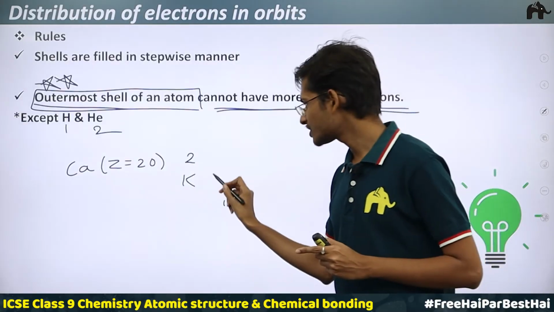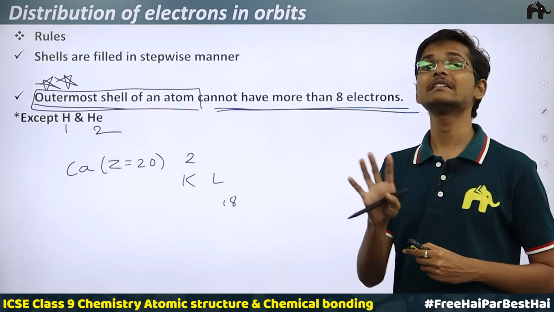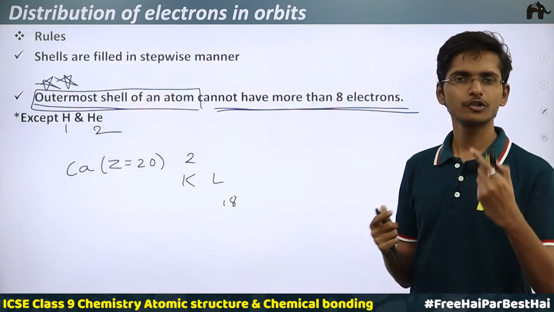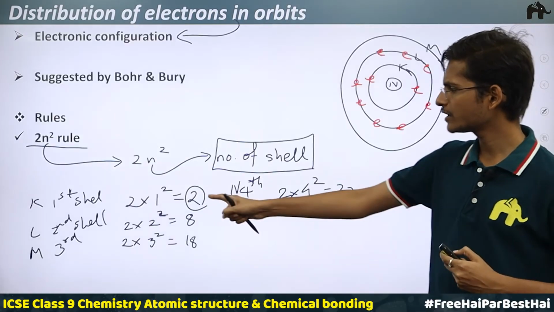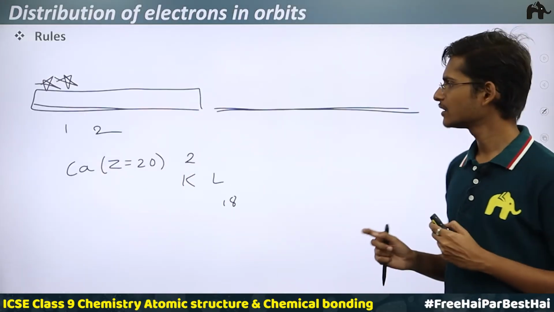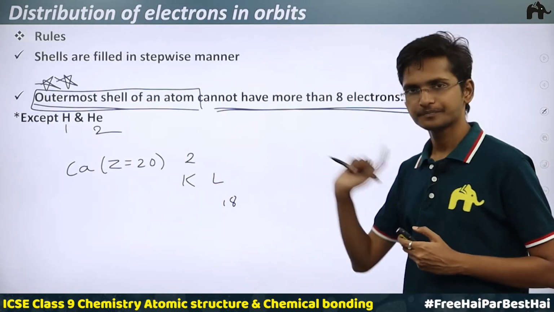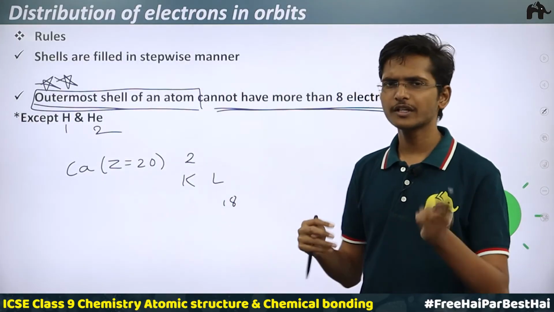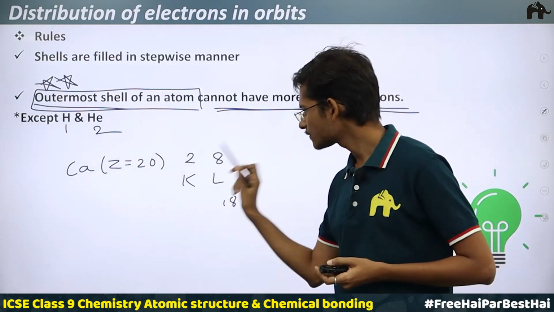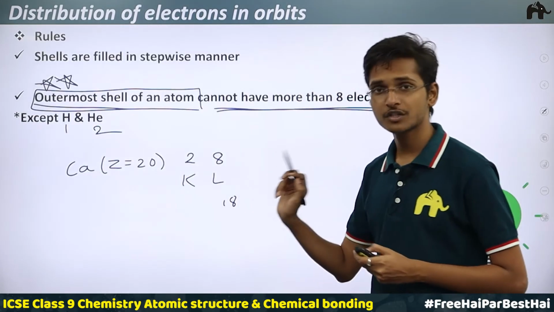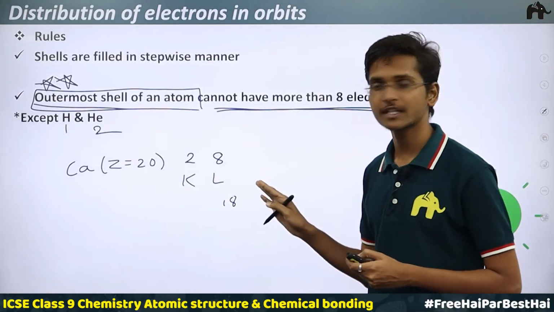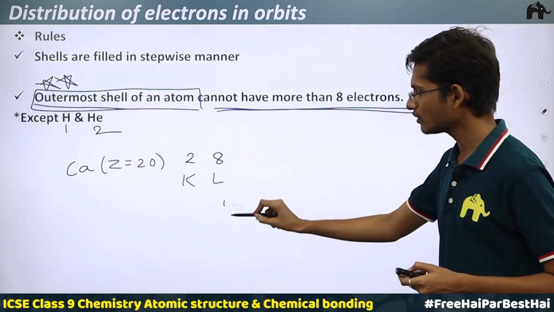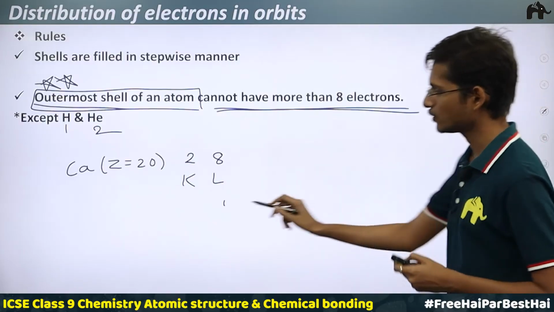The next shell is the L shell. Now I know the L shell's maximum capacity is 8. You need to remember this. How would you remember it? 2, 8, 18, 32, in this manner. We have already calculated this, right? 2, 8, 18, 32. So the second one is 8. Out of this 18, if I distribute 8 electrons here, no issue. I have accommodated 8 electrons in the L shell. So now there would be 10 electrons remaining. Out of 18, 8 have gone, so 10 is remaining.